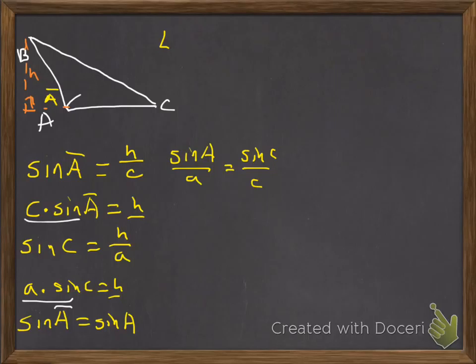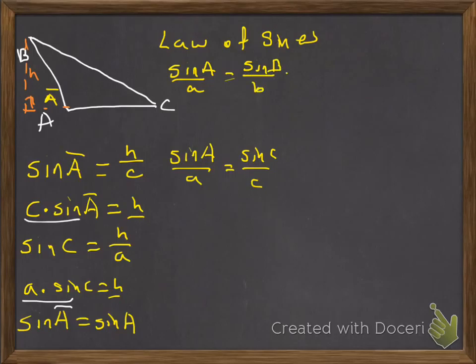Okay, so let's go ahead and write in our law of sines again. So we got sine of A over A equals the sine of B over B equals the sine of C over C.